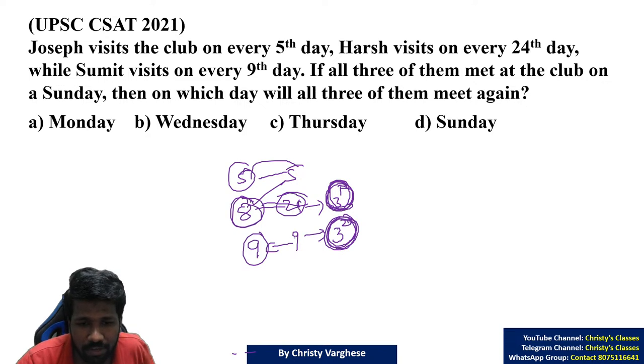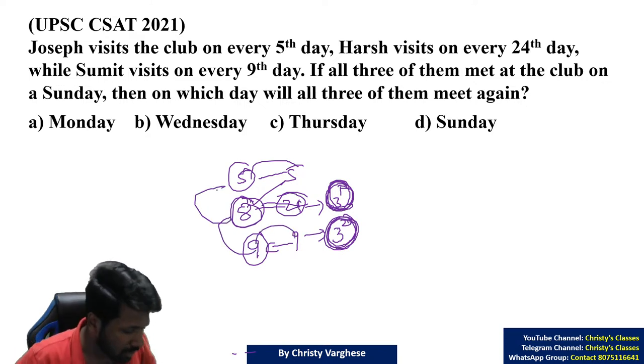5 is taken from 5. And 9 is taken from 9. So 9 into 8 into 5 will be 360. 360 by 7 means how we get particular day.